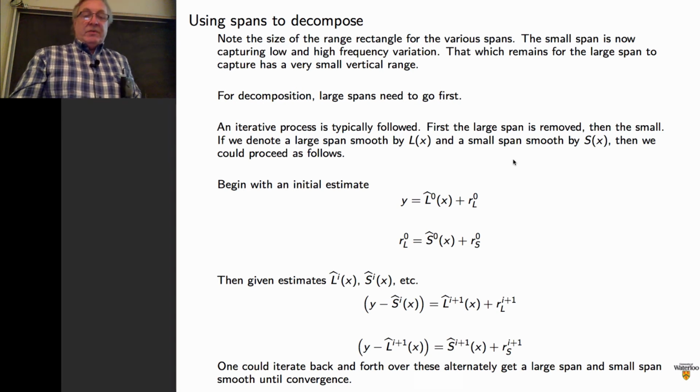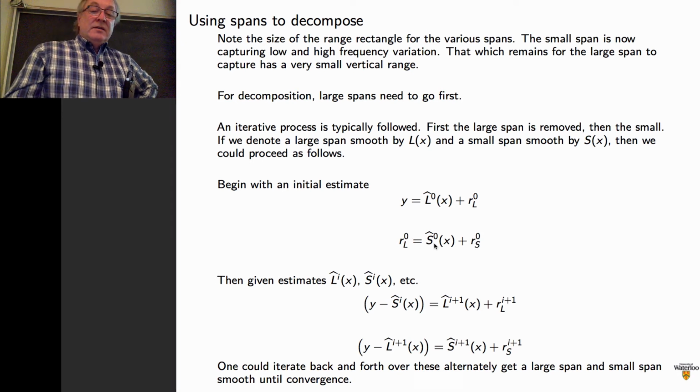And so I'm going to do as before: take the data, do a long span fit, get some residuals, long span residuals. Take those residuals, do a short span fit, get some residuals. Okay? So we did one step of this.